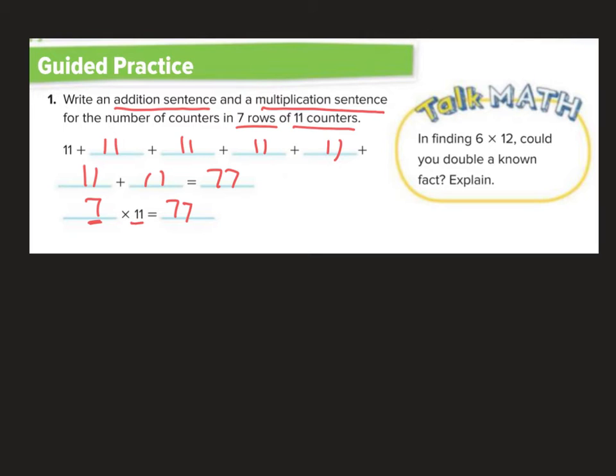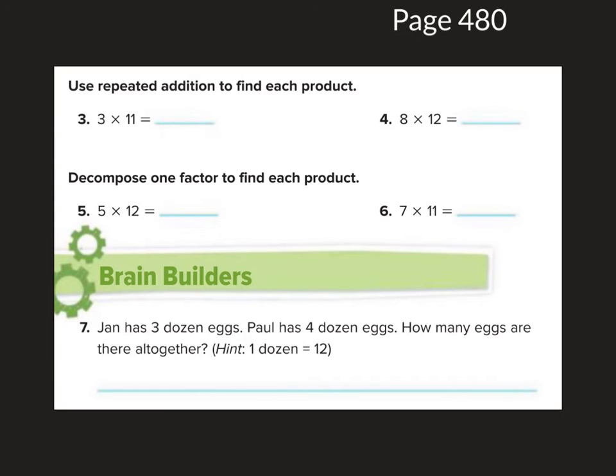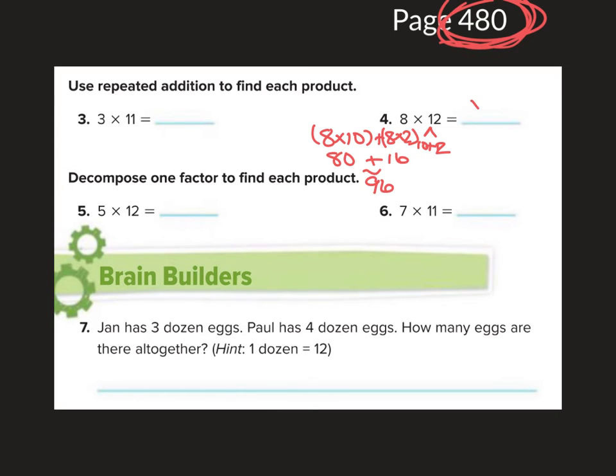All right, let's see. Here we go. I'm looking at page 480 here. I want to do another 12. So let's break 12 into 10 plus 2. So I'm going to do 8 times 10 plus 8 times 2. So I have 80 plus 16 is 96. 8 times 12 is 96.